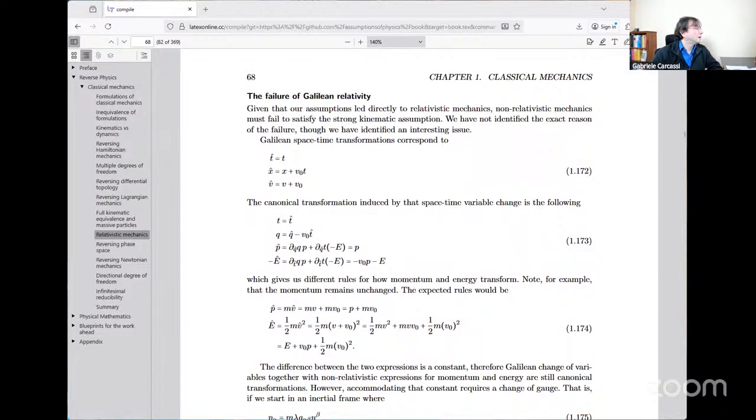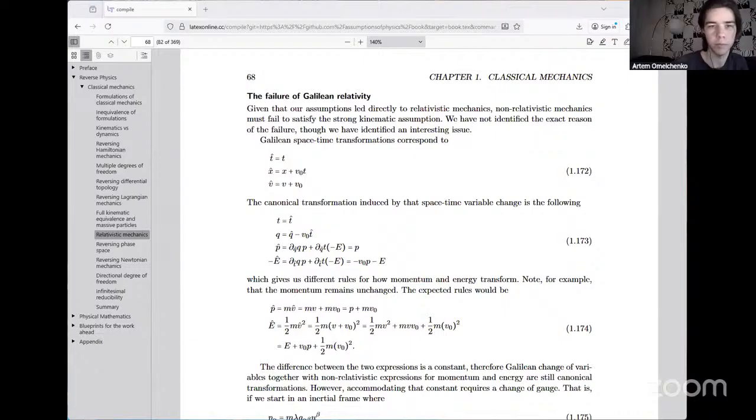Okay. Given that our assumptions led directly to relativistic mechanics, non-relativistic mechanics must fail to satisfy the strong kinematic assumption. We have not identified the exact reason for the failure, though we have identified an interesting issue.